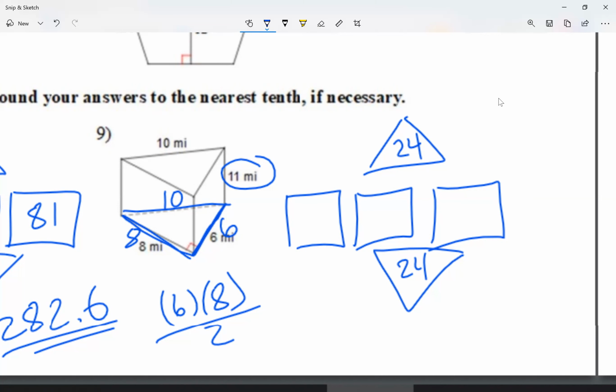So let me go 11 times 8, 11 times 6, and 11 times 10. Now I'm just going to add everything up. And I get 312.